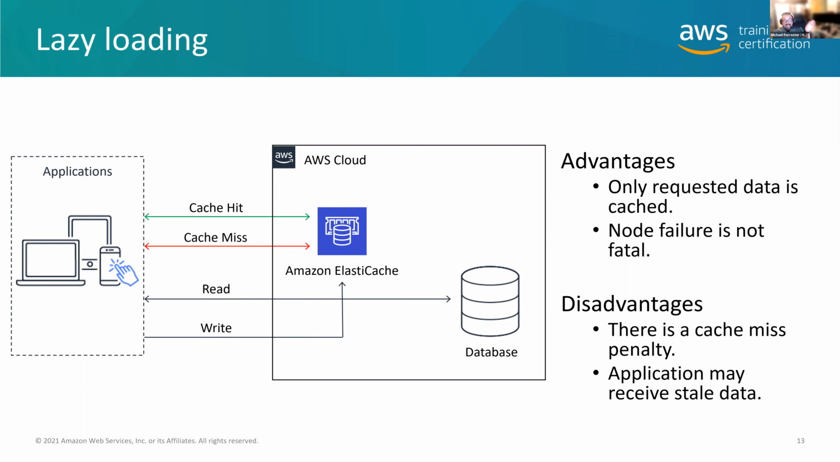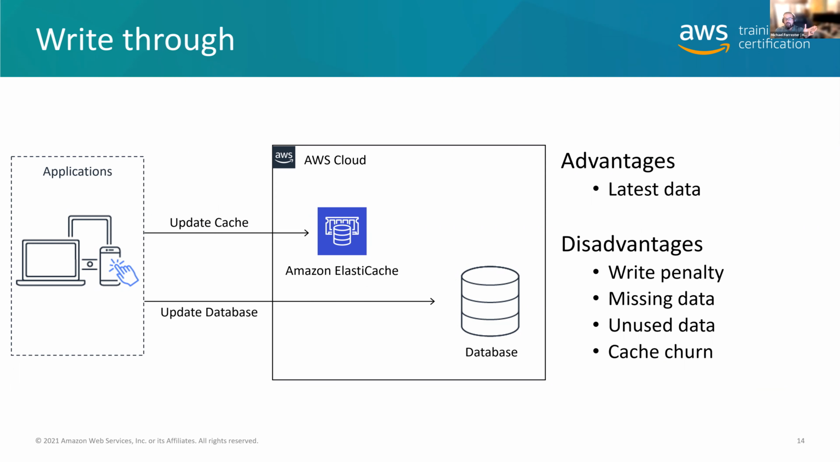But there is a cache miss penalty. You go to cache, you miss, you go to the database, you pull it from the database, and then you have to write it to cache. So you have to take 3 trips if you miss cache in this particular case. But it's very precise. So it's a lean way to populate your cache, right?